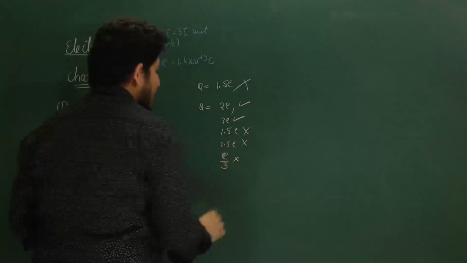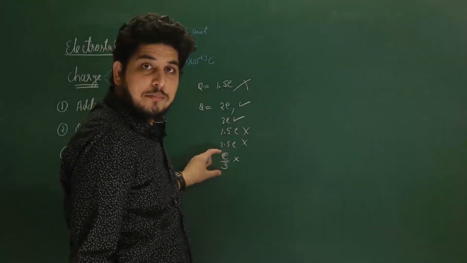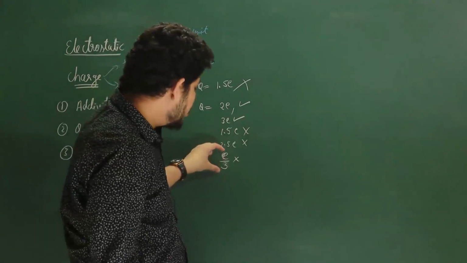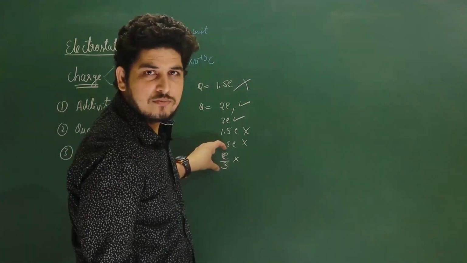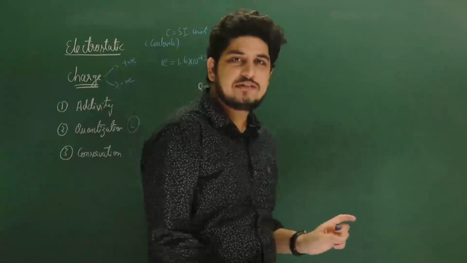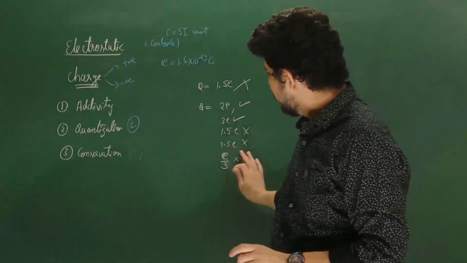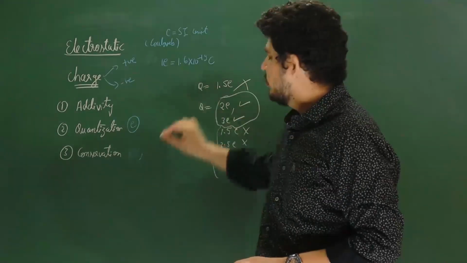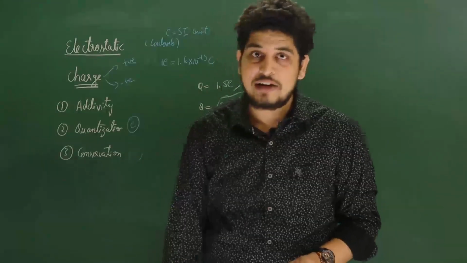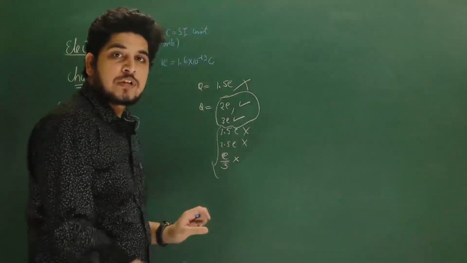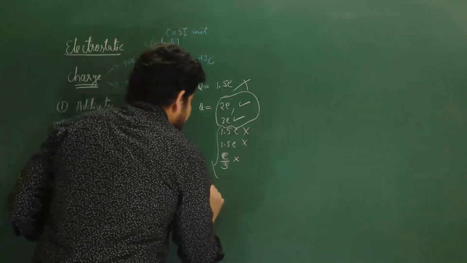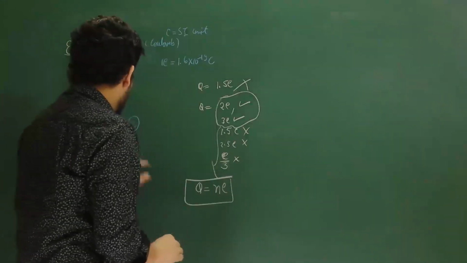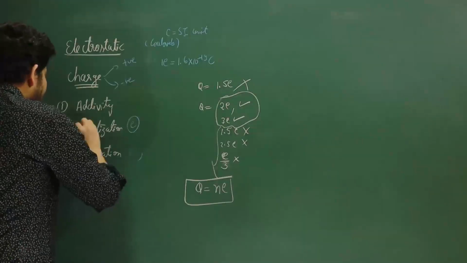Some scientists have found that we can further divide the charge, but this is not part of our syllabus, and we will not study it. We will study only this: charge cannot be divided further than e. So any charge we write will be an integral multiple of e. This is the property of quantization of charge.